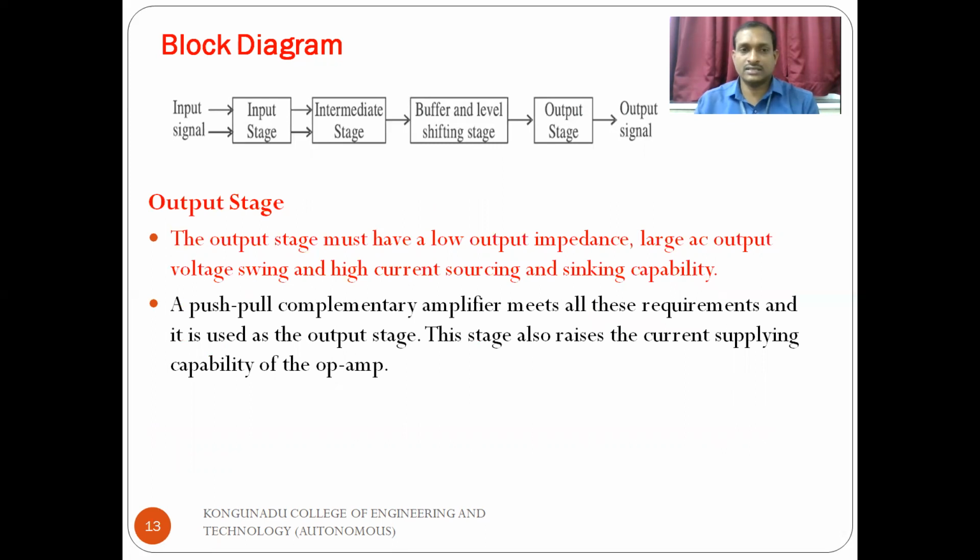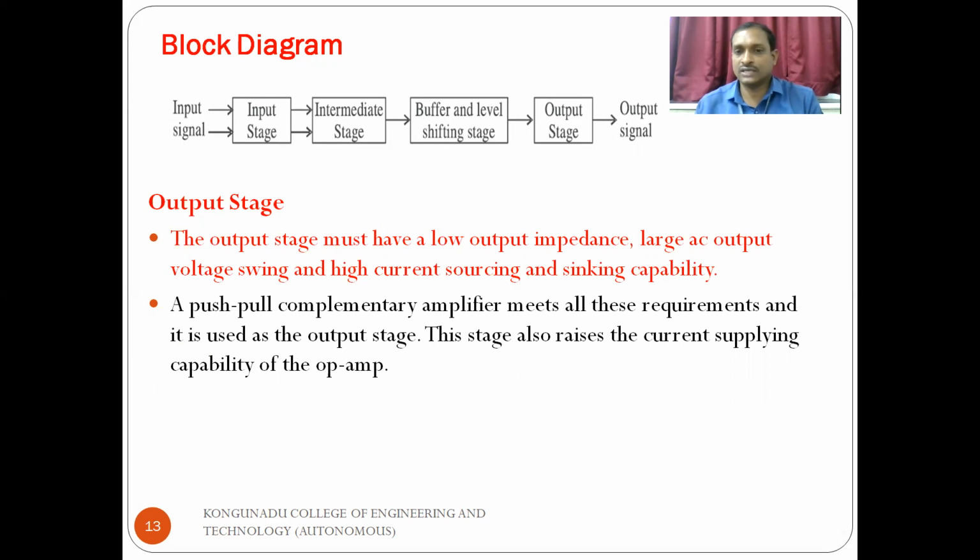So finally, the output stage. The output stage must have low output impedance, large AC output voltage swing, and high current sourcing and sinking capability. So these are the characteristics of the output stage required for the operational amplifier. These characteristics can be obtained from the push-pull complementary amplifier. So this amplifier meets all the requirements of the output stage.